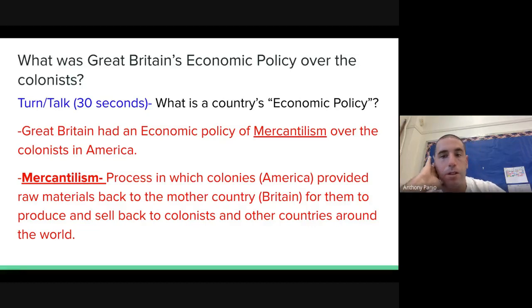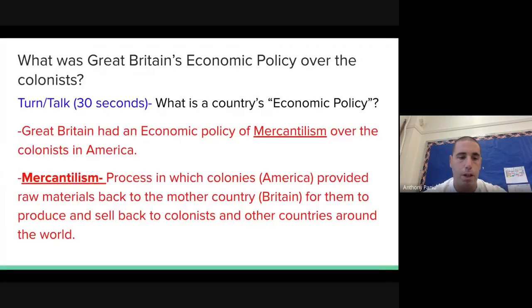All right, so the process in which the colonies in America provided raw materials. Actually, let me just read the rest of it. The process in which colonies provided raw materials back to the mother country, which is Britain, for them to produce and sell back to the colonists and other countries around the world. Okay, so let's break it down.